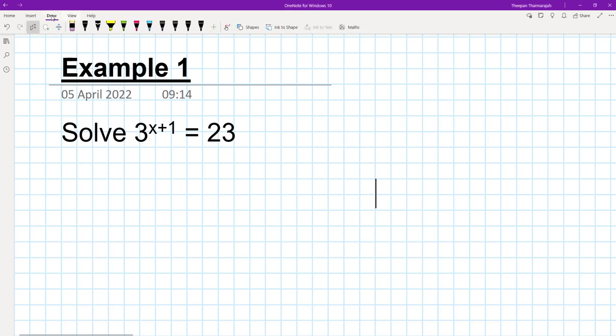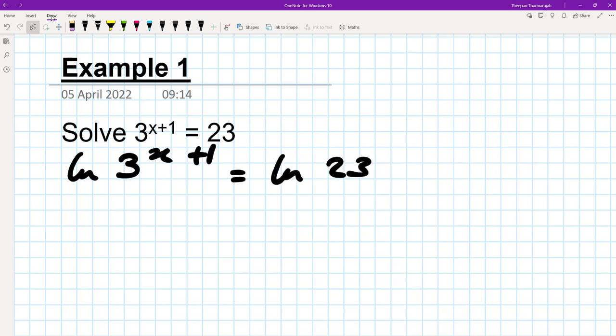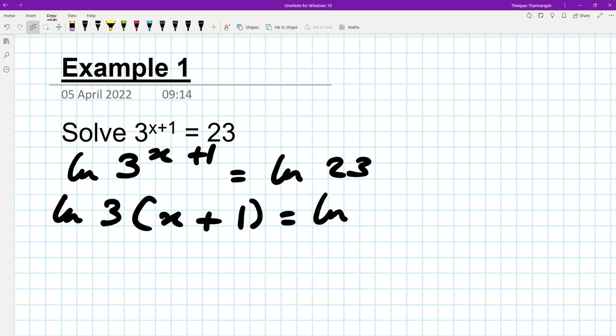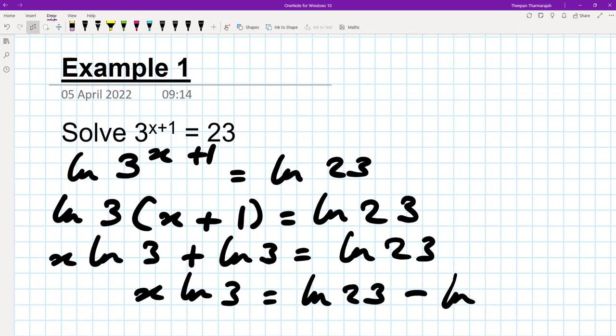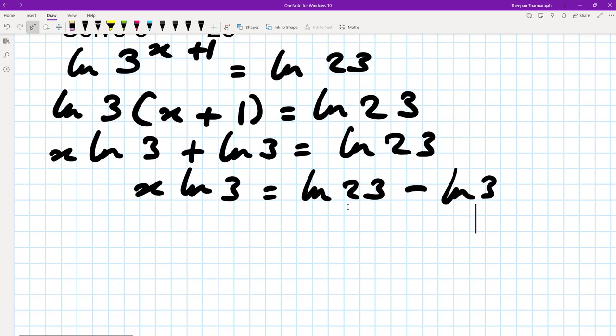Okay, welcome back. So we take ln of both sides. So we do ln of 3 to the power of x plus 1 equals ln of 23. So we do ln 3 times x plus 1 by bringing the power down equals ln 23. So we get x ln 3 plus ln 3 equals ln 23. So x ln 3 equals ln 23 minus ln 3, and then we can just divide by ln 3.